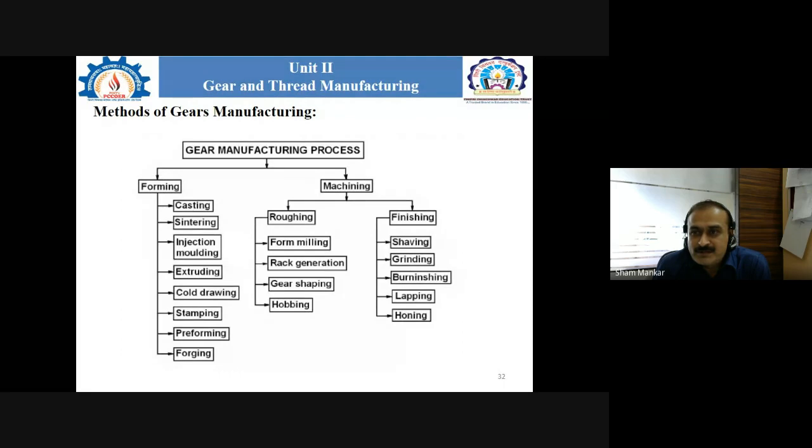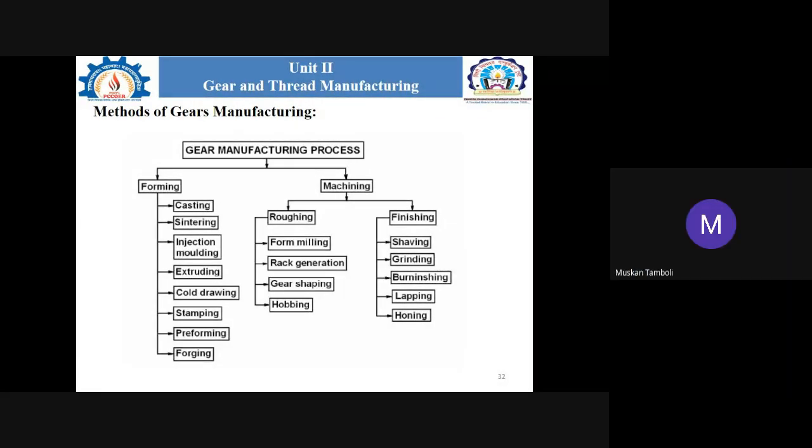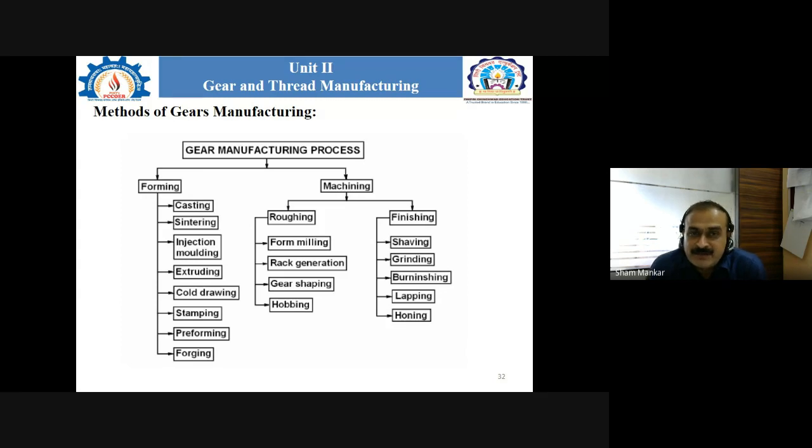Muskan, Muskan Tamboli, am I audible? Yes, sir. Can you differentiate whatever Devang and Ameya said? Can you differentiate between the forming and the machining process, Muskan? Okay, so I will let you know the difference.